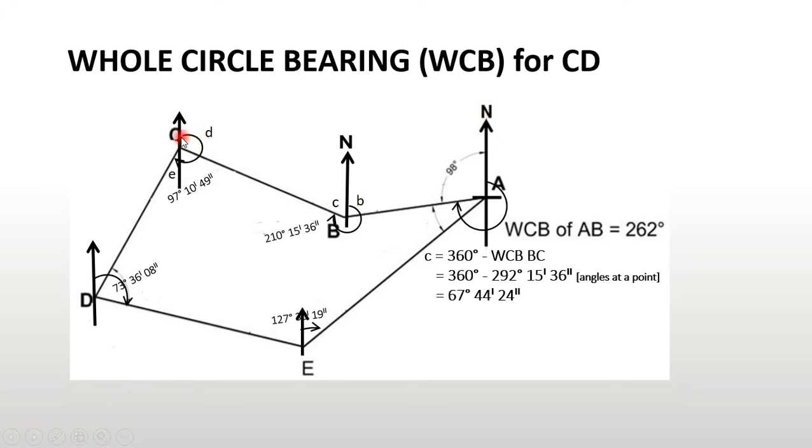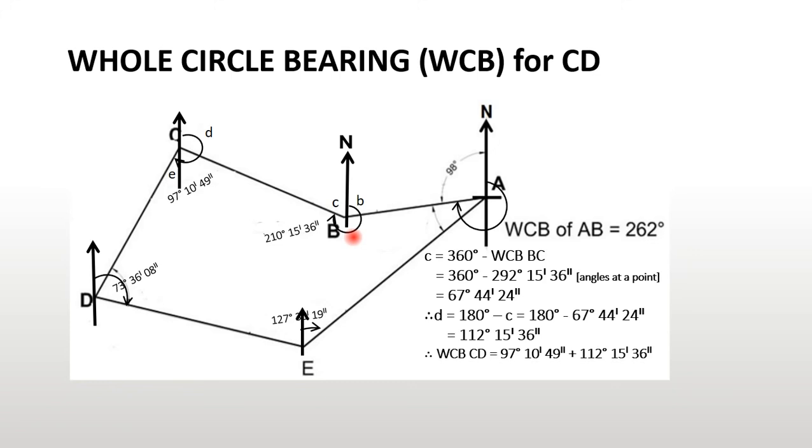This angle D is not the whole of that arc, but it's only that angle. So the value of angle D is going to be 180 degrees minus angle C, or in other words 180 degrees minus 67 degrees 44 minutes 24 seconds, because these are allied angles and these north lines are parallel to each other, and the line BC is the transversal. So if we subtract, the answer is going to be 112 degrees 15 minutes 36 seconds.